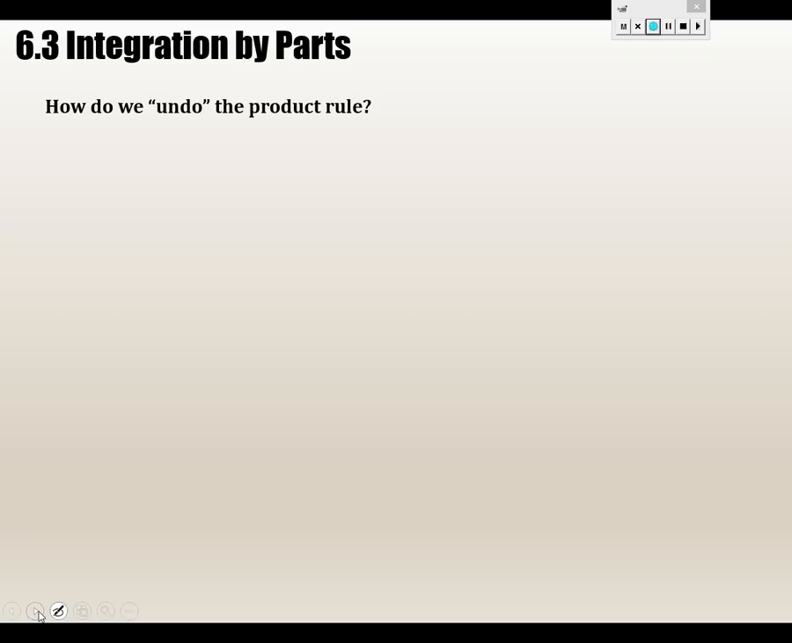Let's talk about two other situations that we could run into that integration by parts can handle. Though we need to have a little discussion about how to handle these.